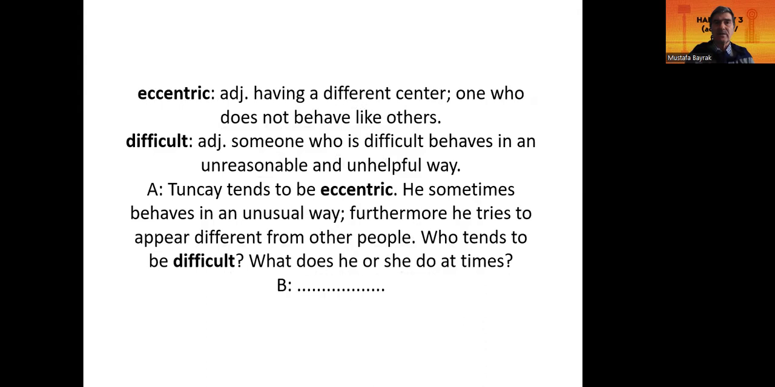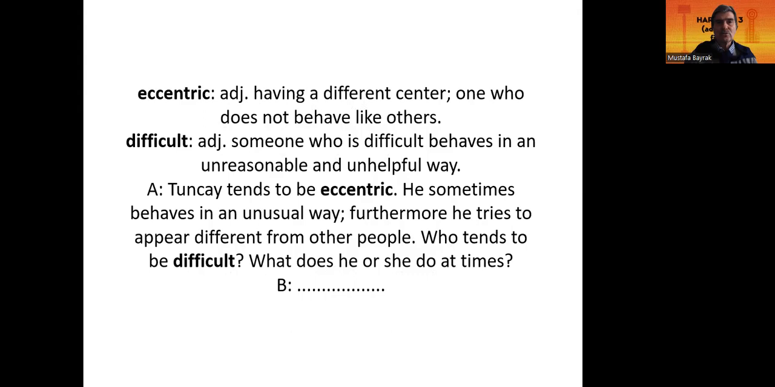Eccentric means having a different center. One who does not behave like others. Difficult. Why did I put it here with its explanation? Someone who is difficult behaves in an unreasonable and unhelpful way. So for a person, if you say, for example, Ahmed Bey is a difficult person. Yes, it is also a usage like this. Okay.